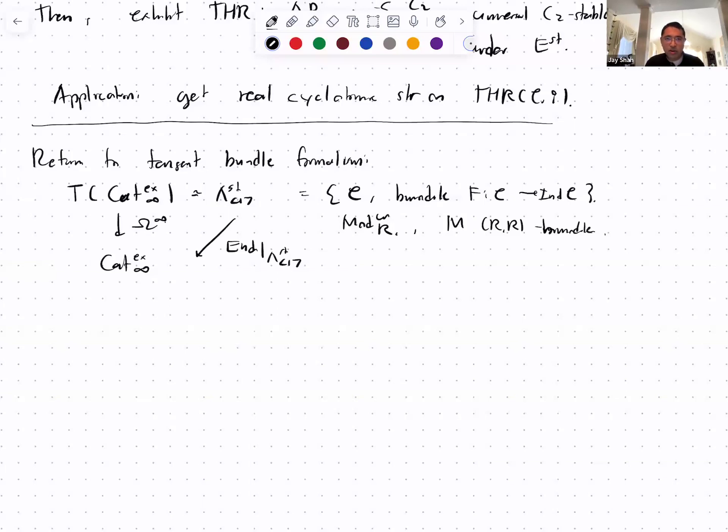From this point, you can see that THH restricted to this lambda ST1 as defined earlier computes the linearization of algebraic K theory. In the Poincaré setting, the key computation is as follows.